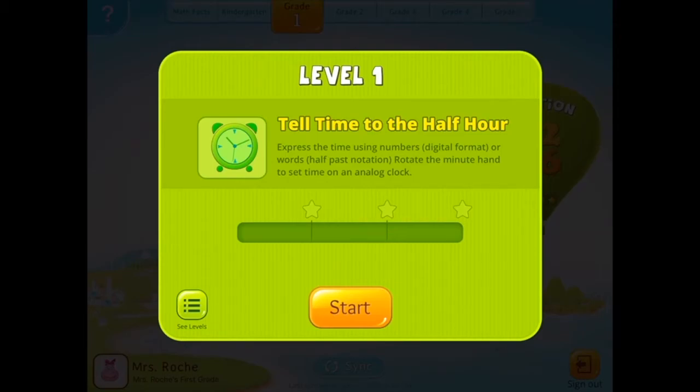Looks like I still need to work on telling time to the half hour. Maybe I didn't do so great on that on my assessment, so I need to make sure I'm practicing time to the half hour so that I'm ready for 2nd grade math. There you go. Now you have some idea about what you still might need to work on Splash Math.